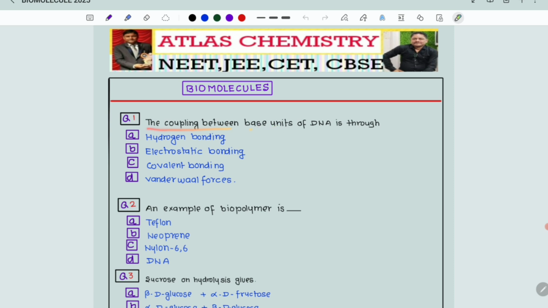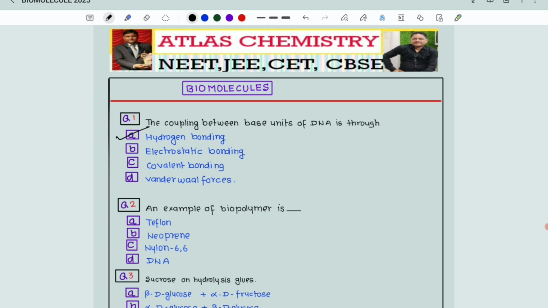Coupling between base units of DNA is through hydrogen bond, electrostatic bond, covalent bond, or van der Waals forces. So we know that DNA strands are held together by the hydrogen bonds. So option A will be the correct option for this question.